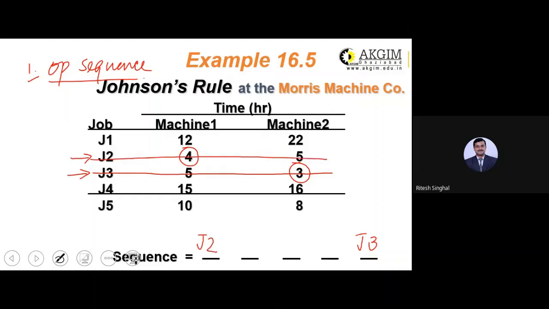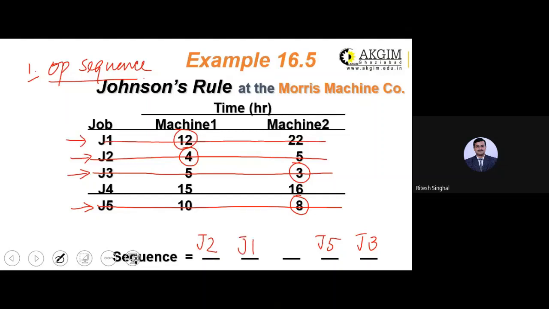So we'll complete this job at the first stage, at the very first moment. Third minimum is 8. And this 8 is on machine 2. That is why we are going to schedule this J5 as late as possible. Next minimum is 12. Schedule this J1 as early as possible.